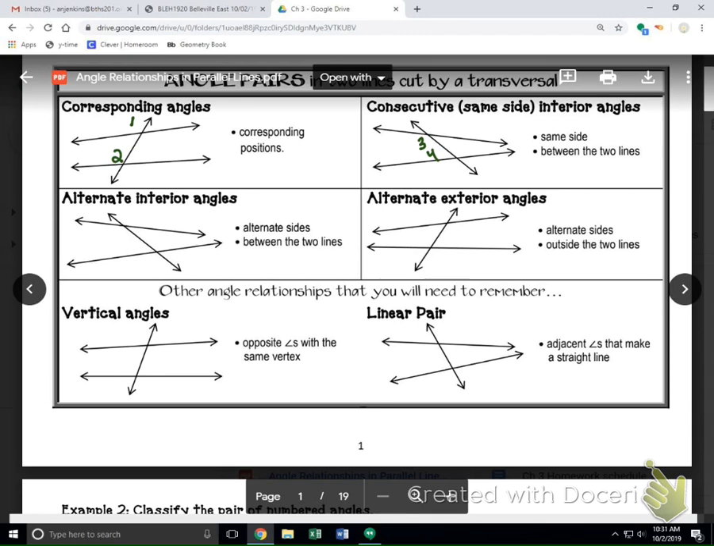Back here we have alternate interior. An example of that would be 5 and 6. They're on opposite sides of the transversal inside the two lines. Alternate exterior, an example of that would be 7 and 8. They're outside the lines, opposite sides of the transversal. And then we have vertical angles, and an example for that would be 9 and 10. They lie directly across from each other. That's that kissy fish when they intersect. They don't share a common side. And then you have linear pairs, which would be 11 and 12. That's where the non-shared side forms a straight line. So those are going to be supplementary.